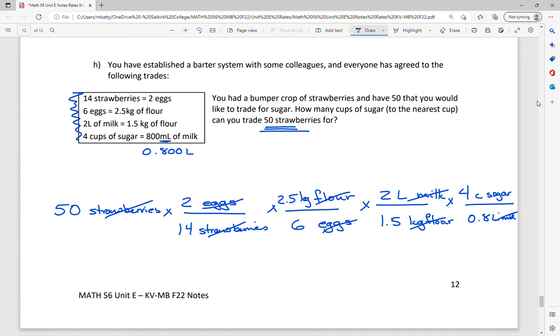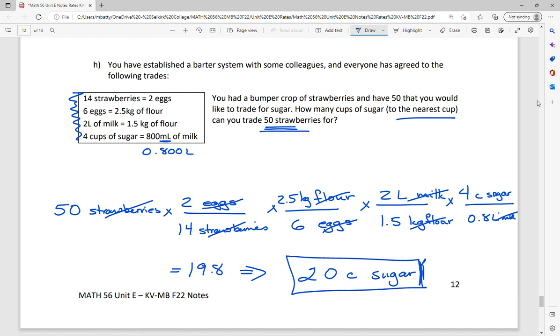So on the top I multiply by, on the bottom I divide. So it'd be 50 times 2 divided by 14 times 2.5 divided by 6 times 2. You get it, right? All of this calculates to 19.8, or rounding to the nearest cup, that gives me 20 cups of sugar. An overly complicated system and time wasted in your workday, I think. All right, so that's dimensional analysis and the end of Unit E.